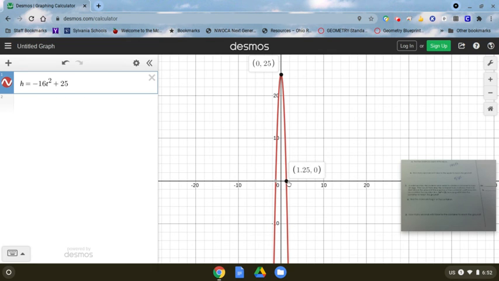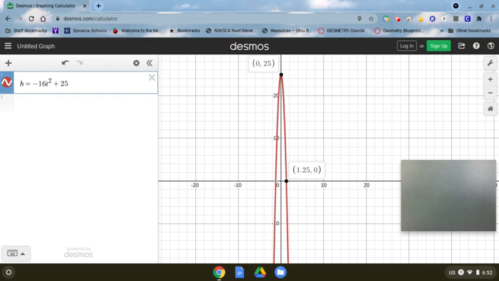So let's click on that one too. Let's see what it asks. Find the maximum height of the container. Oh, well, that's easy. It doesn't go any higher than 25 feet, right? They dropped it from 25 feet. Okay, it says, how many seconds will it take for the container to reach the ground? Well, we already know that over here when the height is 0, it's 1.25 seconds.